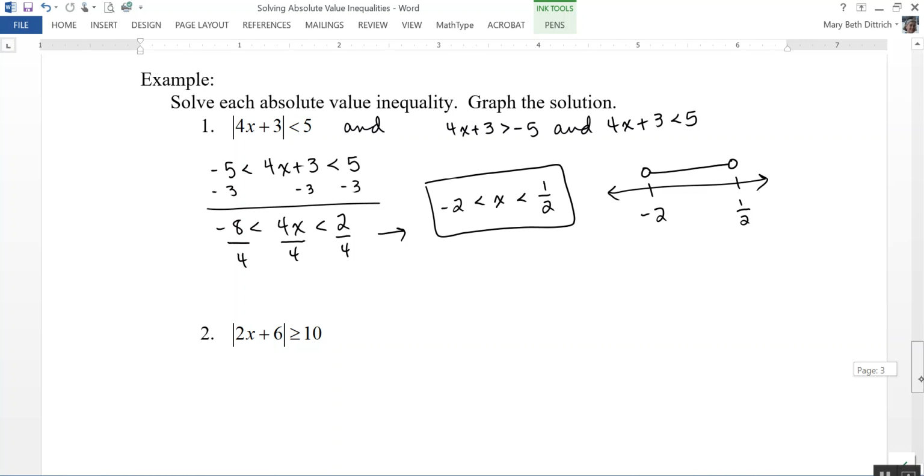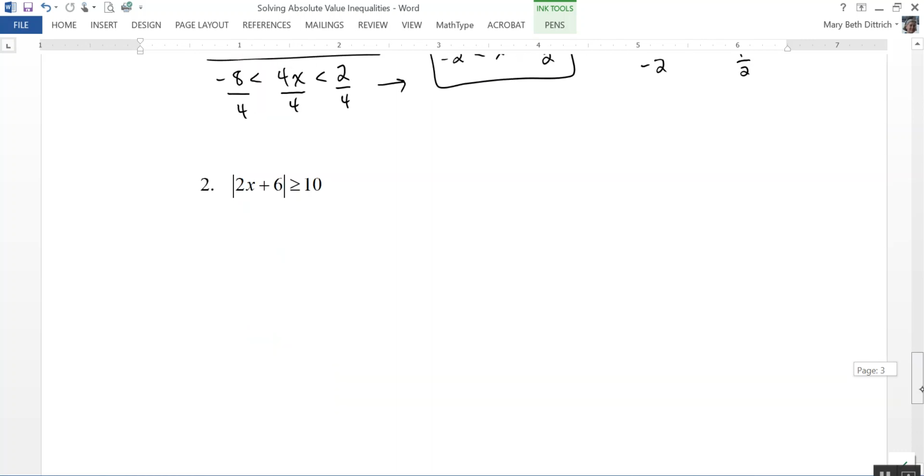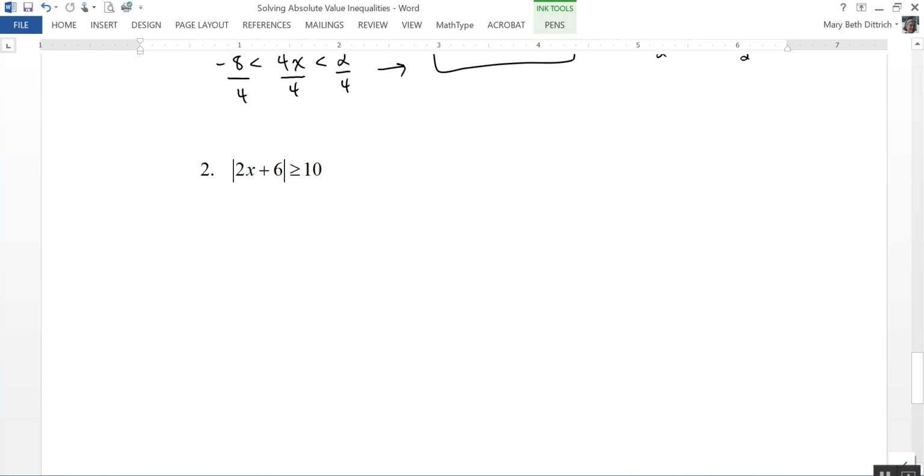And my last example here is the absolute value of 2x plus 6 is greater than or equal to 10. Since this is a greater than, it's going to turn into an or compound inequality. Now remember, you can't write or as one expression the way I did in number 1. I have to actually write it as two expressions. So 2x plus 6 is going to be greater than or equal to a positive 10, or 2x plus 6 is less than or equal to a negative 10. And now we're just going to solve each one of those.